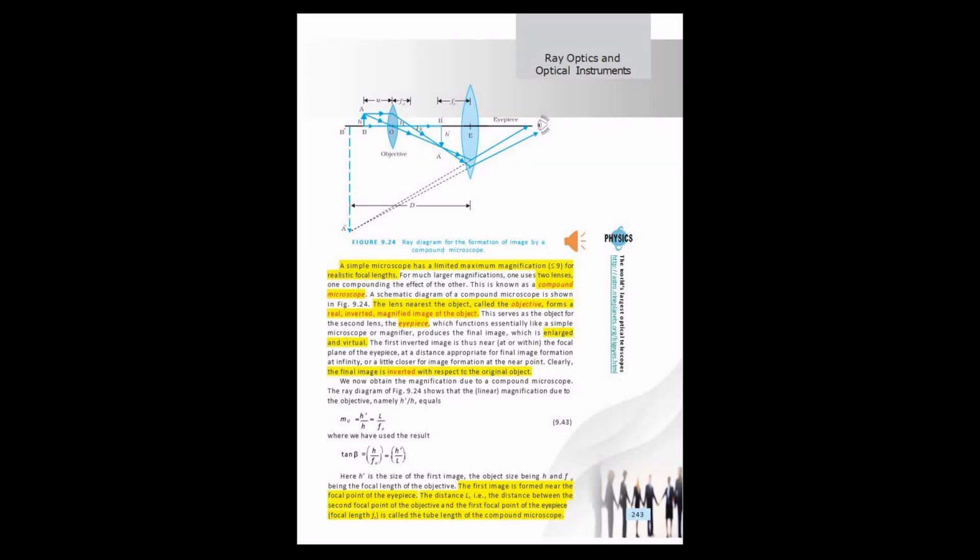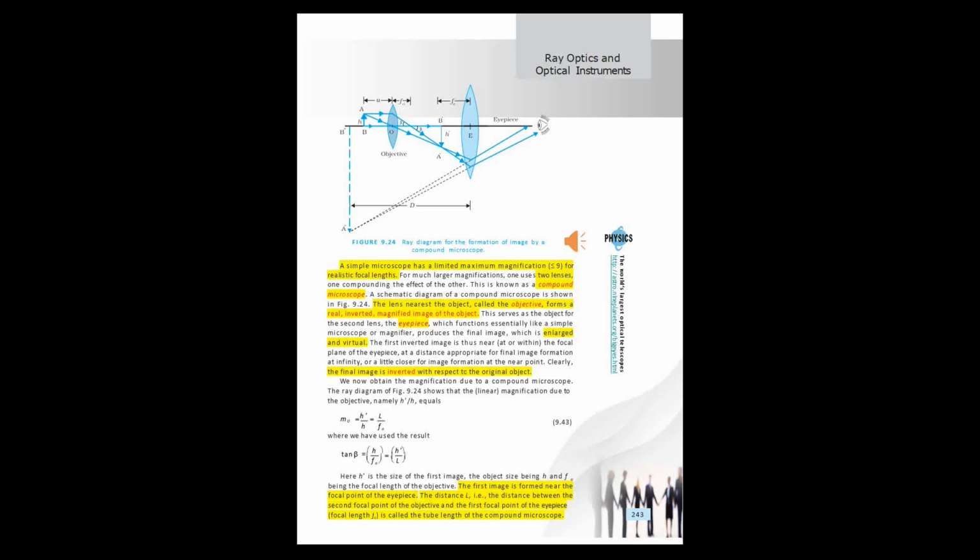The lens nearest the object, called the objective, forms a real, inverted, magnified image of the object. This serves as the object for the second lens, the eyepiece, which functions essentially like a simple microscope or magnifier, and produces the final image, which is enlarged and virtual. The first inverted image is thus near, at or within, the focal plane of the eyepiece, at a distance appropriate for final image formation at infinity, or a little closer for image formation at the near point. Clearly, the final image is inverted with respect to the original object.